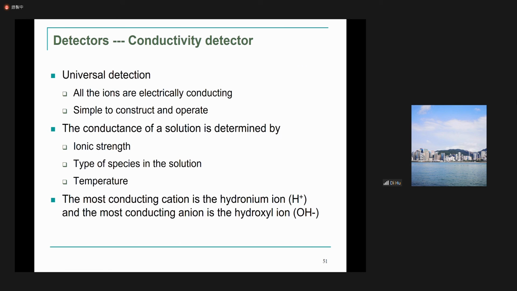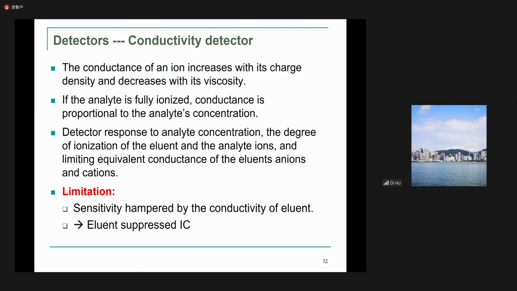So they replace that to increase the signal of the analyte, and they convert the signal of the mobile phase to less conductive species. The conductance of an ion increases with its charge density and decreases with its viscosity. If the analyte is fully ionized, the conductance is proportional to its concentration. So this is how we do quantification. That means we want it to be fully ionized, and then its conductance is proportional to its concentration.